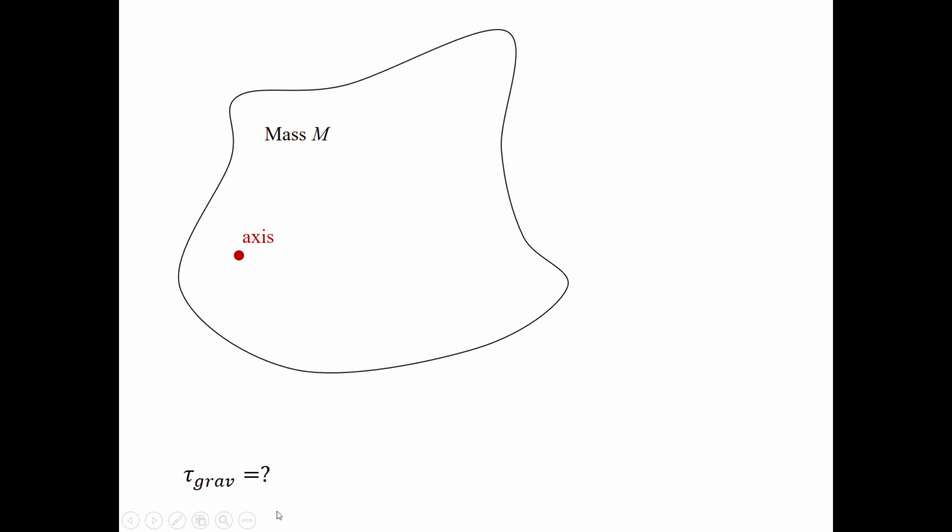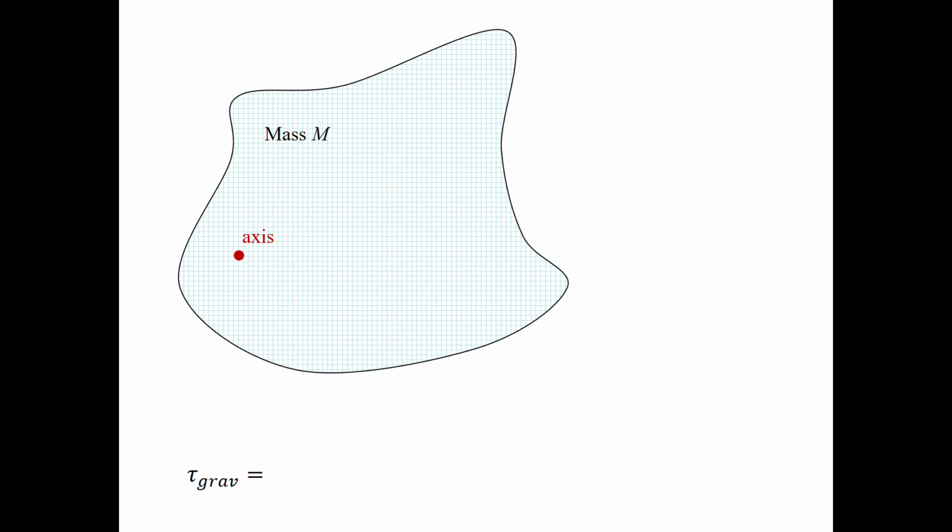We want to calculate the torque due to gravity. To do that, what we do is divide up our object again into lots of little pieces, and using those little pieces, we can find the location of something called the center of mass. The center of mass is a point in space, which is something that's going to simplify our torque calculations. At least that's what we're going to use it for right now.